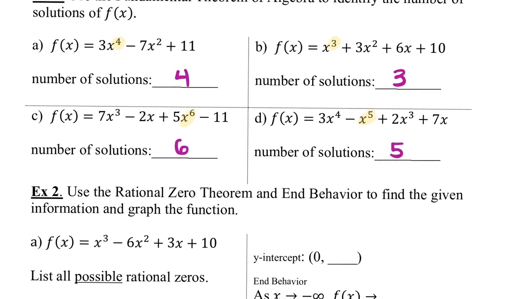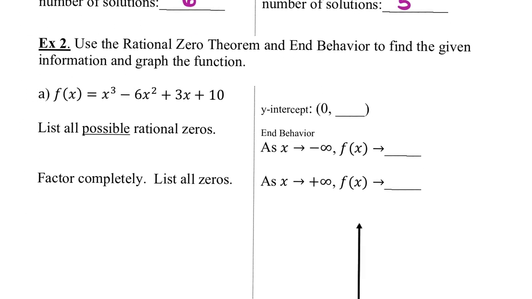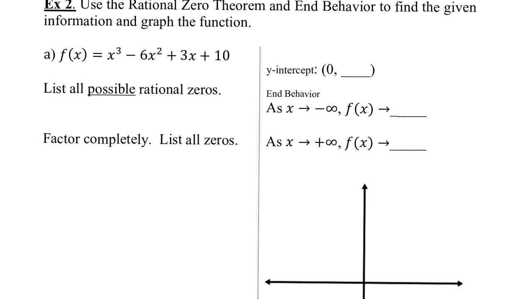Okay, for the next example, we're just going to put together all the information we know from this chapter to make a graph for a polynomial function. We're going to use the rational zero theorem, the end behavior, and then we're going to make a good sketch of the graph. The first function is f of x equals x cubed minus 6x squared plus 3x plus 10. The first hint is to list all possible rational zeros.